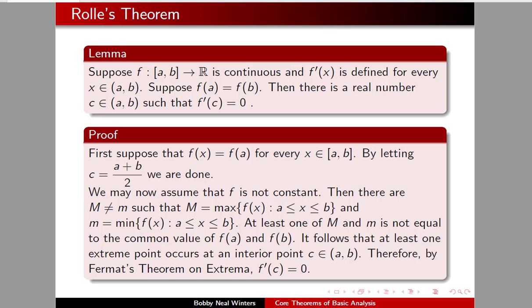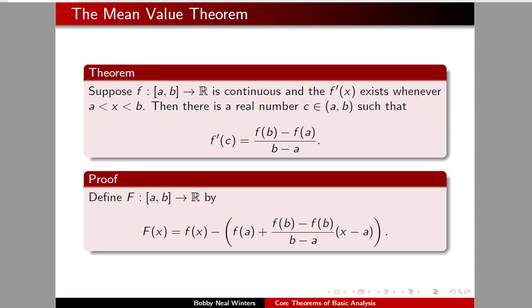Okay, so from Rolle's theorem, we'll roll right ahead to the mean value theorem. Suppose that f is a function on a closed interval [a, b] to R. It's continuous, and that f prime of x exists whenever x is between a and b. Then there is a real number c such that f prime of c is equal to f of b minus f of a over b minus a.